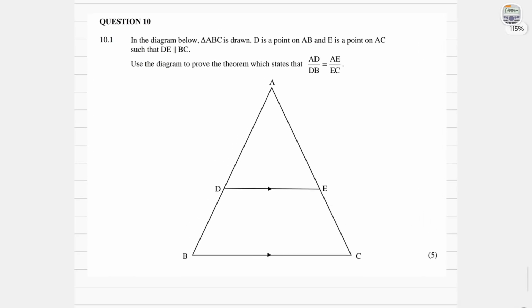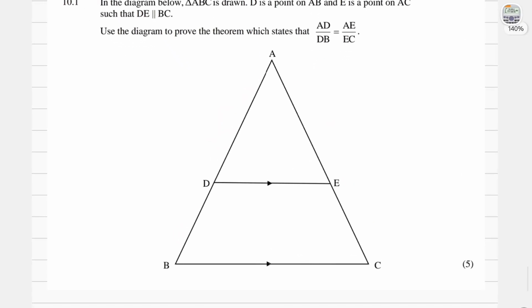Question 10.1 says, in the diagram below, triangle ABC is drawn. D is a point on AB and E is a point on AC, such that DE is parallel to BC. Use the diagram to prove the theorem, which states that AD over DB is equal to AE over EC. Okay, so we're proving the proportionality theorem using this diagram.